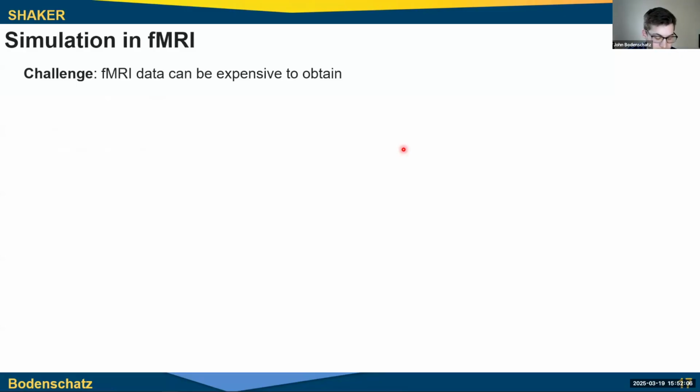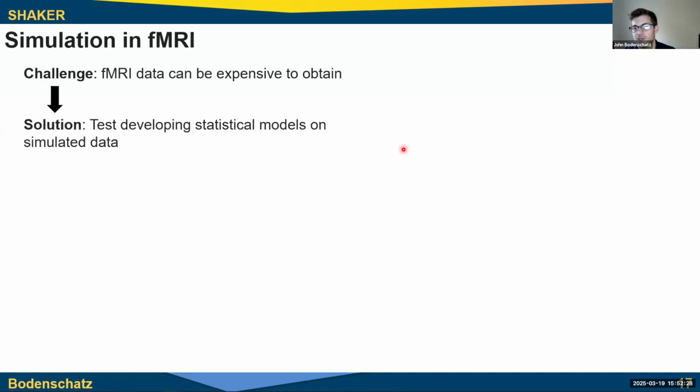So the challenge that a lot of statisticians in fMRI might face is that data can be expensive to obtain. It can also be just difficult to obtain. You might not be able to obtain raw data. You might not even get all of the data. Some statisticians might just get magnitude images and that's it. No K-space, no phase, just a part of the data.